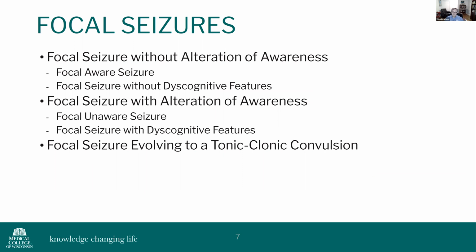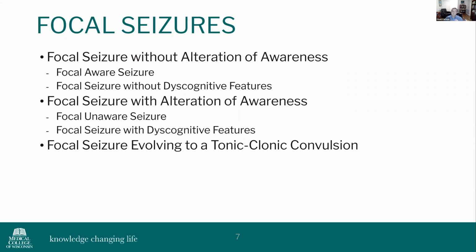So when we talk about focal seizures, there are really 3 main types of focal seizures. There's what's called a focal seizure without alteration of awareness. People also use the term a focal aware seizure or a focal seizure without dyscognitive features. Dyscognitive is, I think, kind of a bulky and not ideal word to just say confusion or changes in how your brain is thinking. I prefer using the term focal aware seizure or focal seizure without alteration of awareness. The second type is a focal seizure with alteration of awareness, also called a focal unaware seizure or a focal seizure with dyscognitive features. So the difference between these 2 seizure types is whether or not there's some sort of change in the patient's level of alertness.